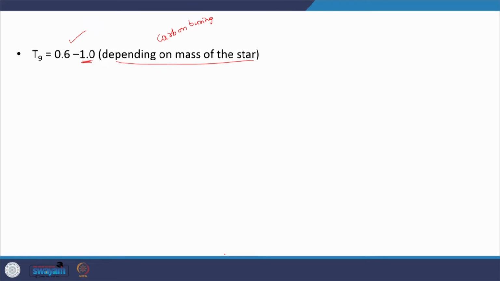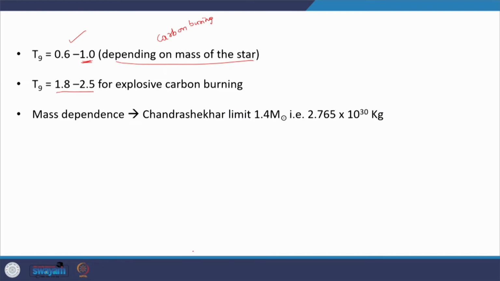Here the temperature region, if you see, is 0.6 to 1 for carbon burning, okay. And the explosive carbon burning can happen in the temperature region 1.8 to 2.5 gigakelvins, all right. Now, one of the very interesting aspects in the carbon burning is the role of mass. Please recollect what I have said some time back. Whether or not all these burning stages will happen depends on the mass of the star.